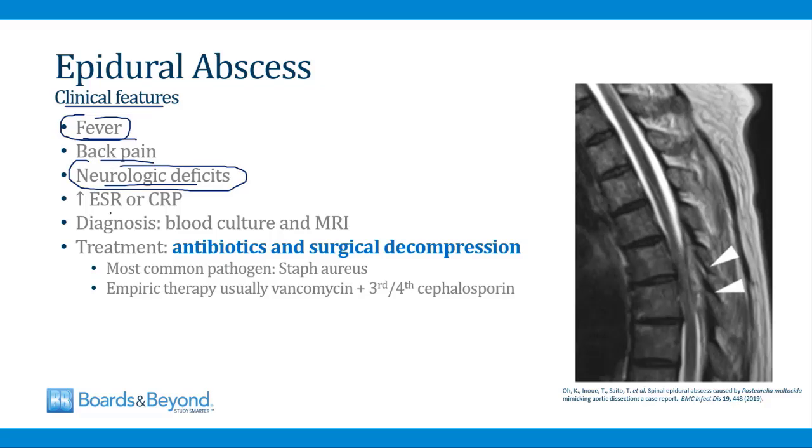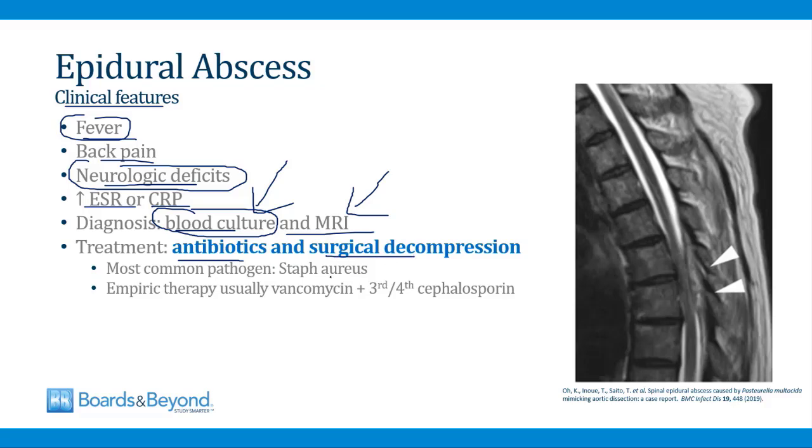You can also find elevated ESR or CRP levels on blood testing. These are markers of inflammation. And the diagnosis is usually made with a combination of blood cultures and MRI. The blood cultures are done because usually these patients are bacteremic, and you can identify the specific bacteria and its antibiotic sensitivities from a blood culture. And then an MRI makes the diagnosis of the abscess and finds the location. The treatment is with antibiotics plus surgical decompression.